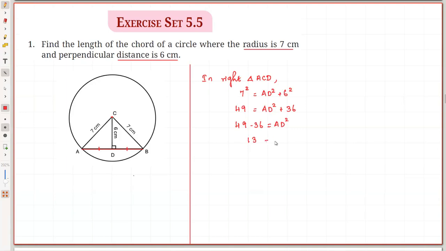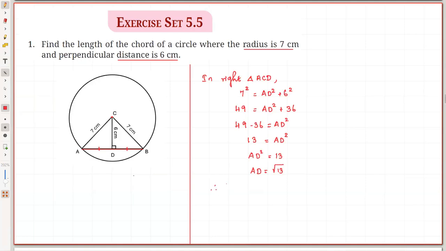Now AD square is equal to 13. We have to find only the AD value, so AD is equal to square root of 13. That means from here to here is root 13. So we have to find the distance of AB, the length of the chord.